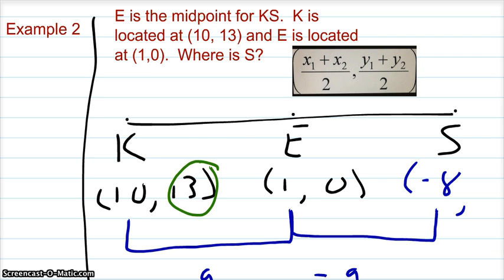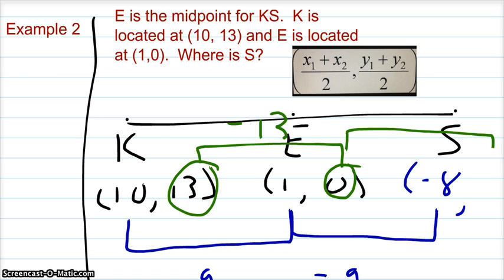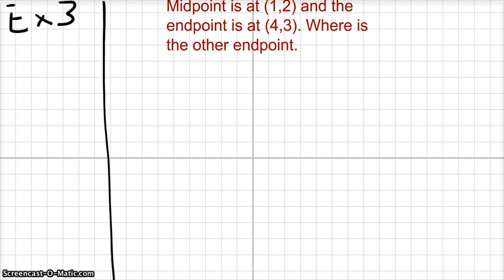Then I look at the y, so I go from 13 to 0. To go from 13 to 0, I had to subtract 13. So I'm going to do the exact same thing here and subtract 13. So I will be left with negative 13. So notice that that's the same answer that we had a minute ago, which was negative 8, negative 13.